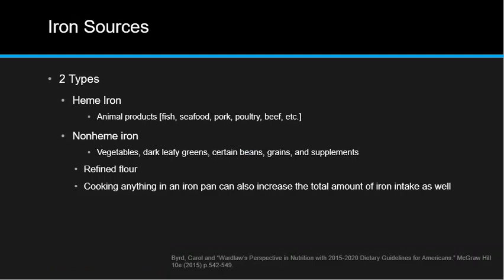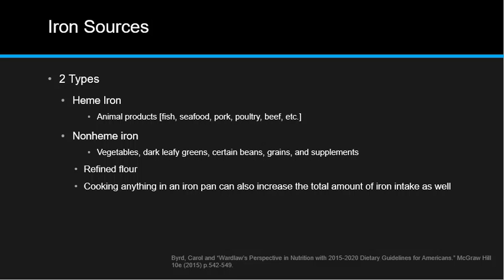So there are 2 sources of iron, or 2 types, I might say. One is heme iron, and that's found in animal products, any of the meat you eat, like chicken, beef, fish, seafood, those kind of things. And anything else, any other kind of iron, is non-heme iron, and we can find these in vegetables and spinach, kale, those dark leafy greens, and different kinds of beans like lentils and kidney beans, grains, and of course supplements. You can find iron in supplements.